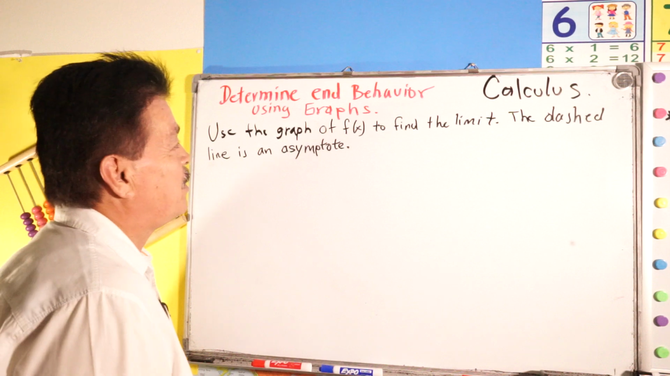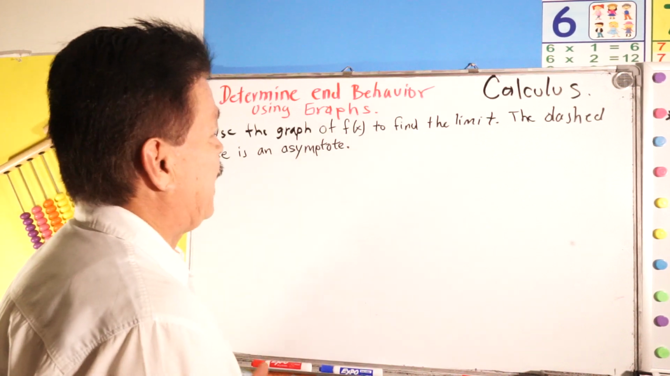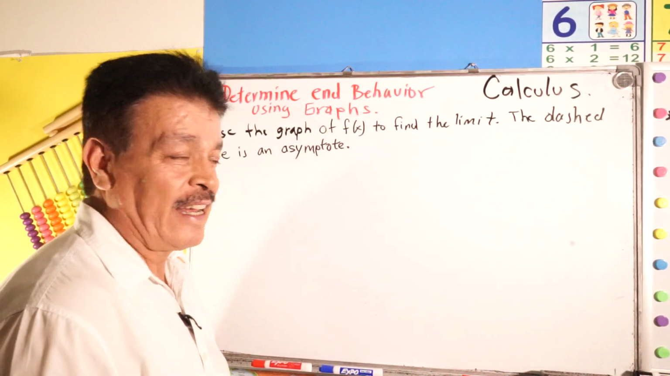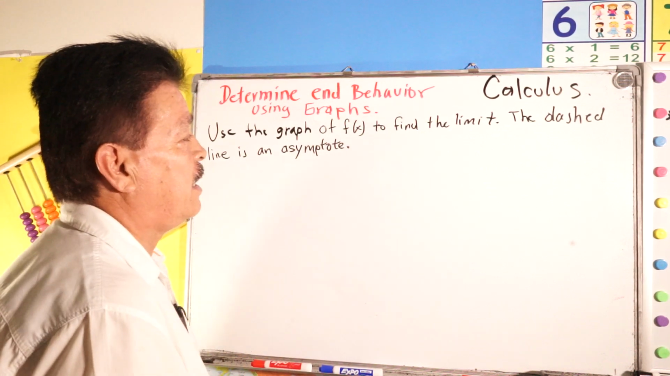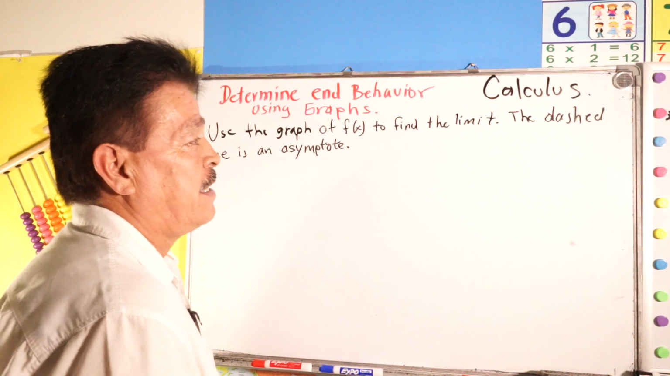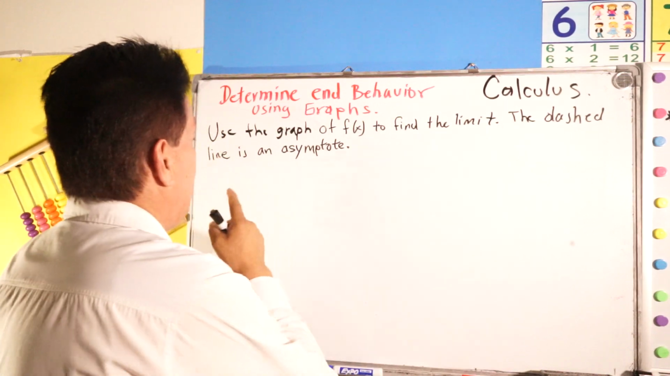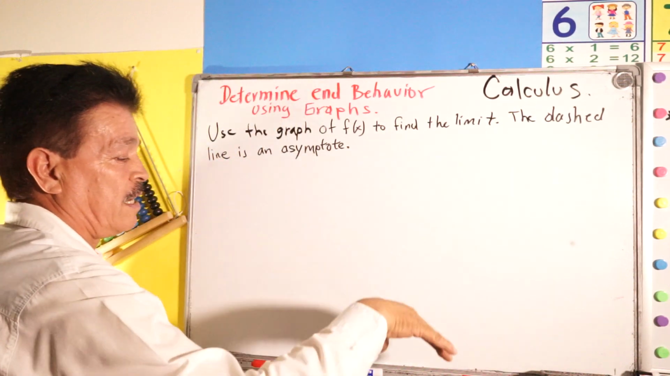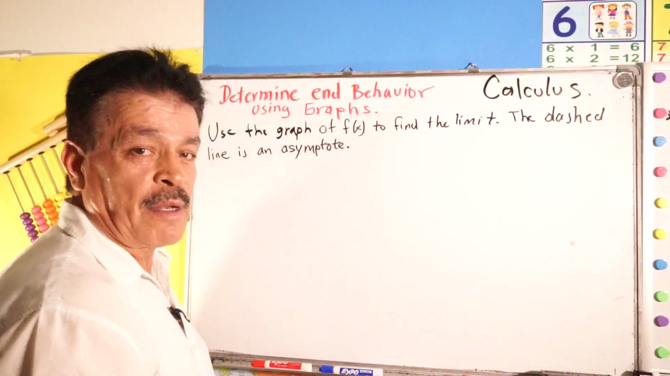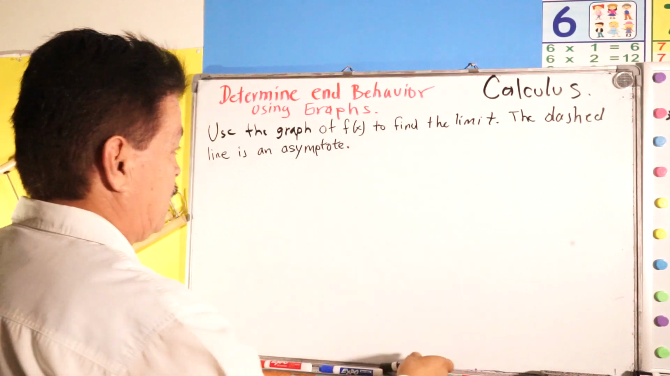Today is determine end behavior using graph. Our problem is: use the graph of f(x) to find the limit. The dashed line is an asymptote. Okay, before making the graph here, let me remember some ideas for our class today.